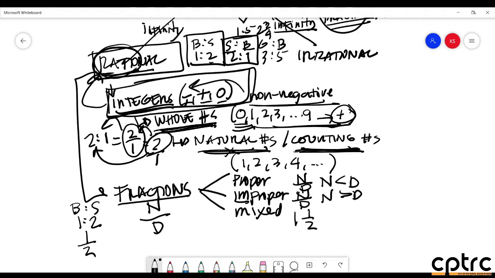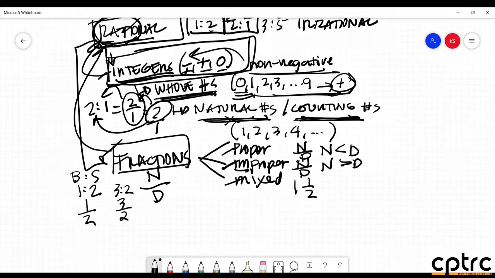Kapag sabihin mo 3/2, that is 3/2. This is still in ratio form. So lahat ng fraction, mapa-proper, mapa-improper, at mapa-mixed, can be written into ratio form. So lahat ng fraction is called a rational number. So integers and fractions are all called rational numbers. So ibig sabihin, those two are part of rational numbers.